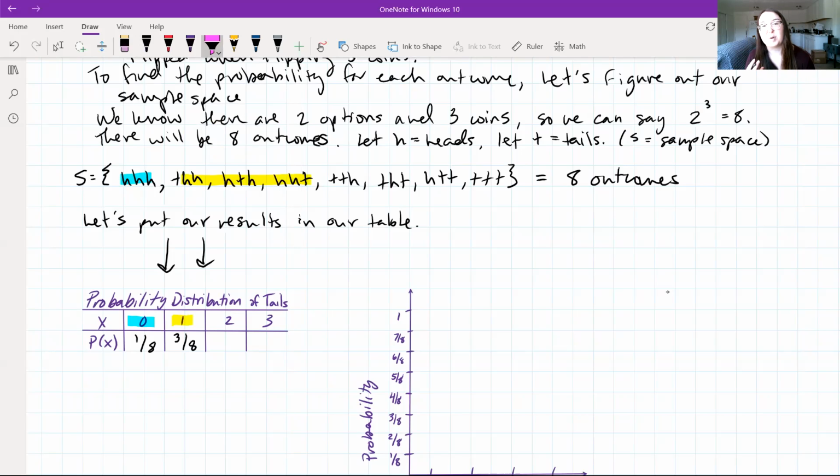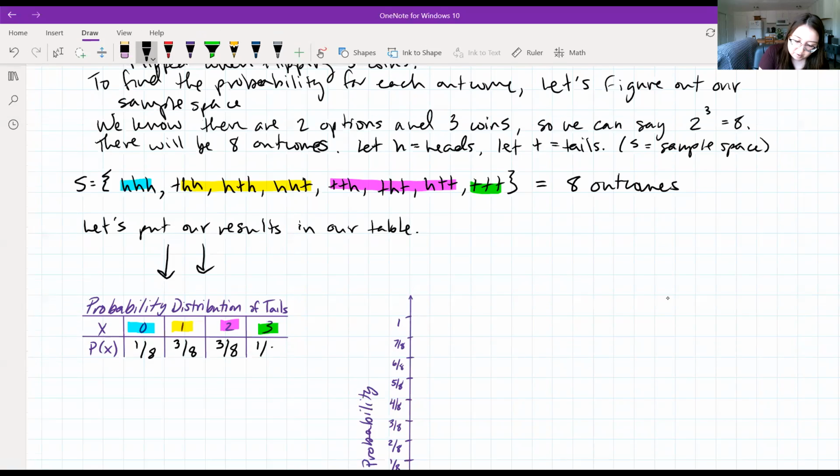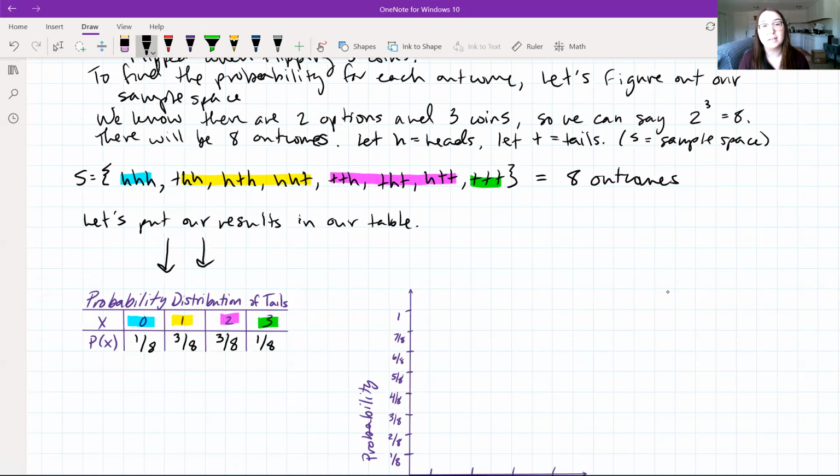Now we want to think about the probability of getting 2 tails. And we see here that there are 3 options in getting 2 tails. So once again, our probability is 3 divided by 8. And lastly, we want the probability of getting all 3 coins as tails. You see once again there's only one option for that. So our probability is going to be 1 divided by 8.